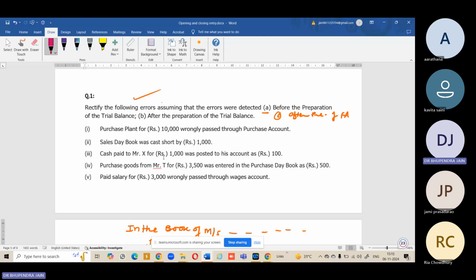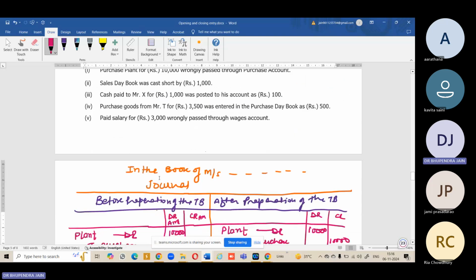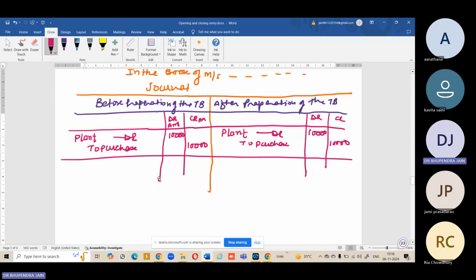If a single side error occurs, clear? So how to rectify, after preparation of trial balance or before? In case of before preparation of trial balance, we will just adjust the amount either in debit side or credit side. Or if after preparation of trial balance the single side error has occurred, then we have to transfer it to the suspense account. Simple.